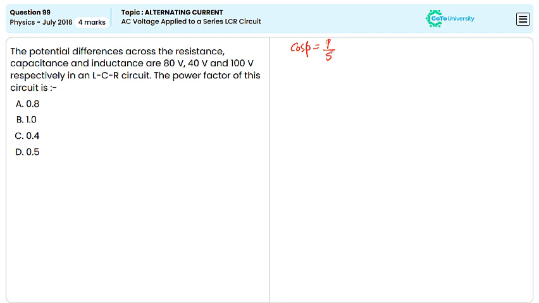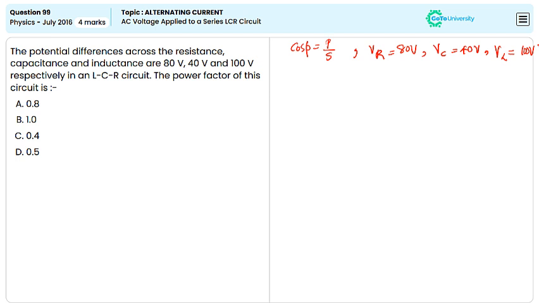phase. The voltages across the components are given as voltage across resistance VR is equal to 80 volts, voltage across capacitance VC is equal to 40 volts, and voltage across inductance VL is equal to 100 volts. Let's first find the impedance of the circuit.